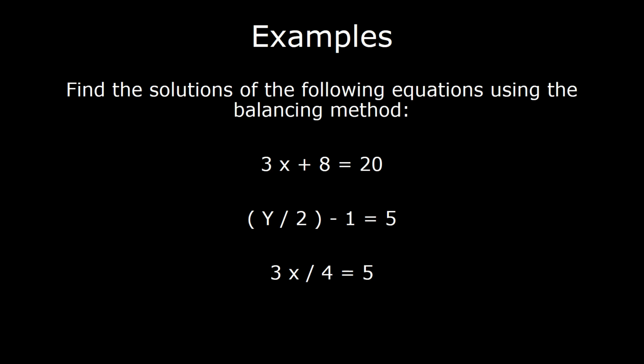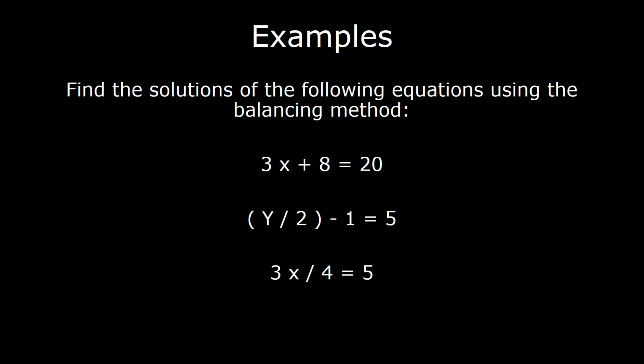So the LHS would become 3x upon 3. That is just x. We're getting quite close now. And to the RHS, it would become 20 upon 3. And we can't simplify 20 upon 3 unless you want to write it in decimal format, which is your choice. But finally, our answer is x equals to 20 upon 3.